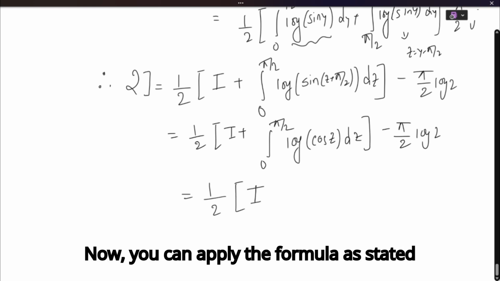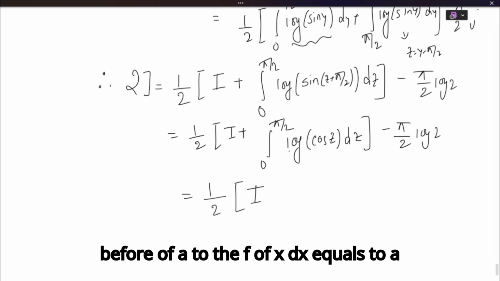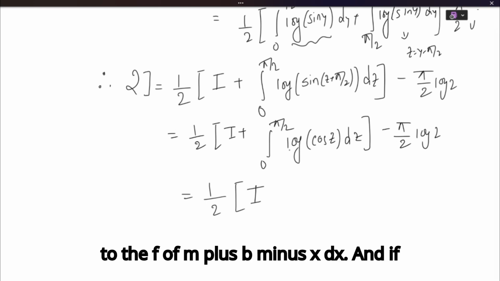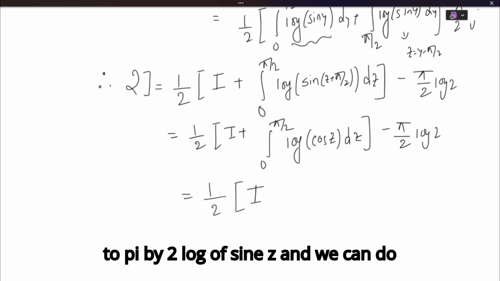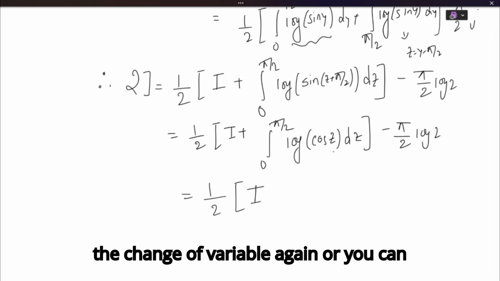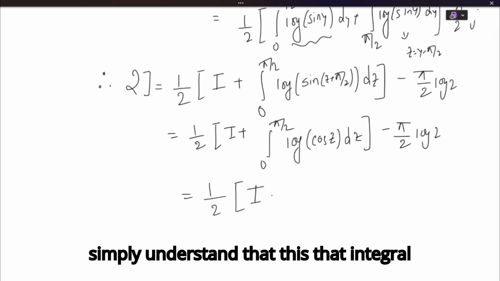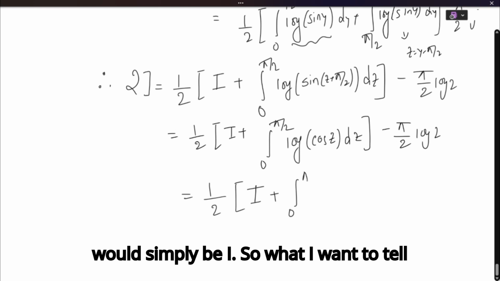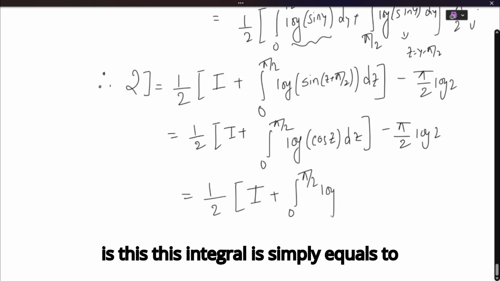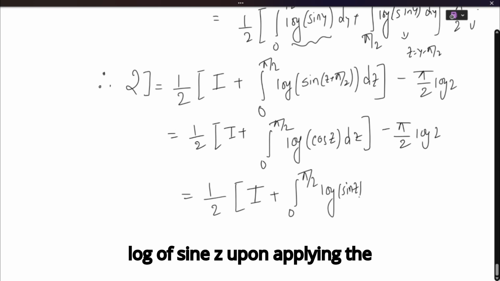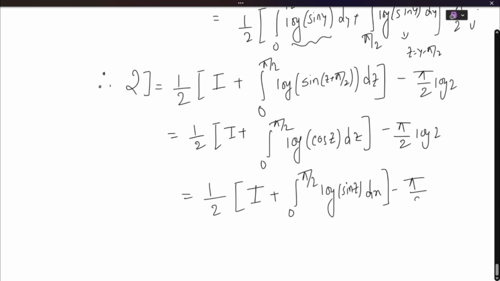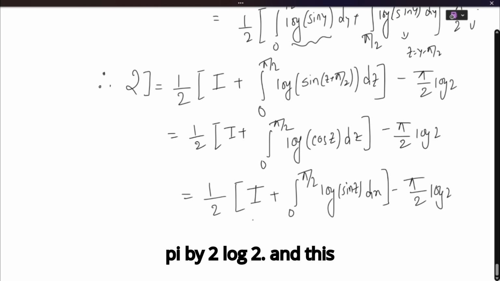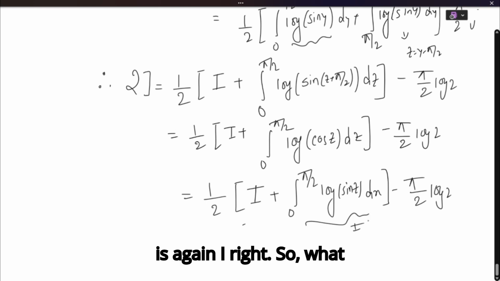Now, you can apply the formula as stated before, the integral from a to b of f of x dx is equal to the integral from a to b of f of a plus b minus x dx. And if you do that, this would simply become the integral from 0 to pi by 2 of log of sine z. And we can do the change of variable again, or you can simply understand that that integral would simply be I. So this integral is simply equal to log of sine z, upon applying the transformation that I had mentioned before, minus pi by 2 log 2. And this is again I, right?